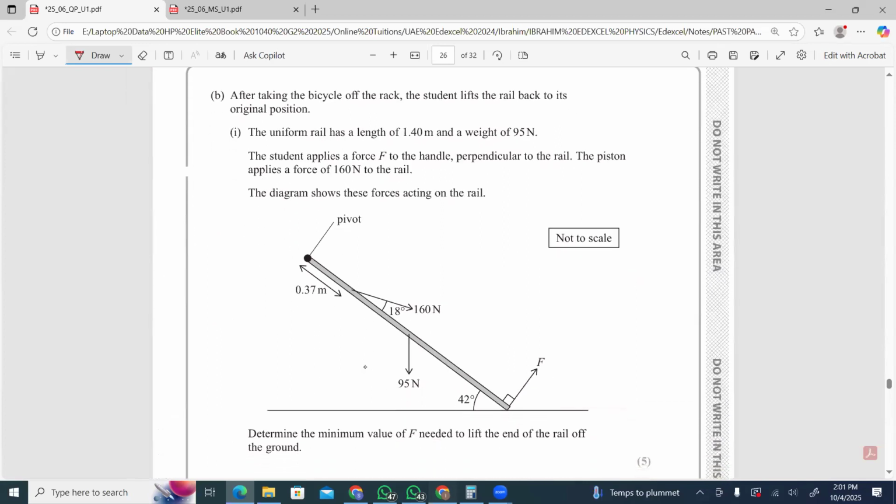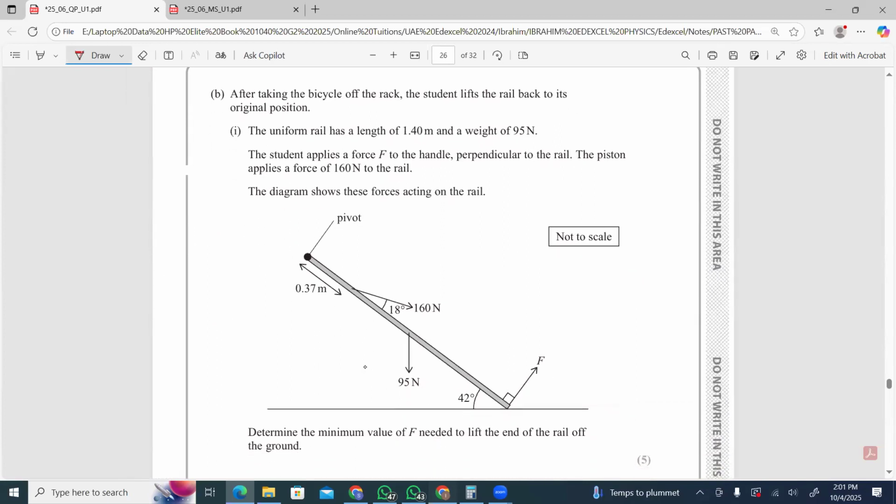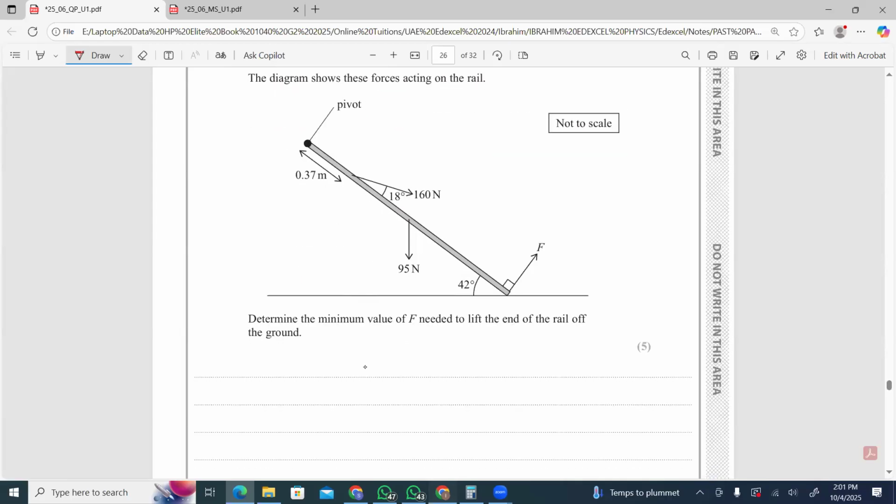Okay. After taking the bicycle off the rack, the student lifts the rail back to its original position. The uniform rail has a length of 1.4 meters and a weight of 95 Newton. The student applies a force F to the handle perpendicular to the rail. The piston applies a force of 160 Newton to the rail. The diagram shows these forces acting on the rail. Determine the minimum value of F needed to lift the end of the rail off the ground.